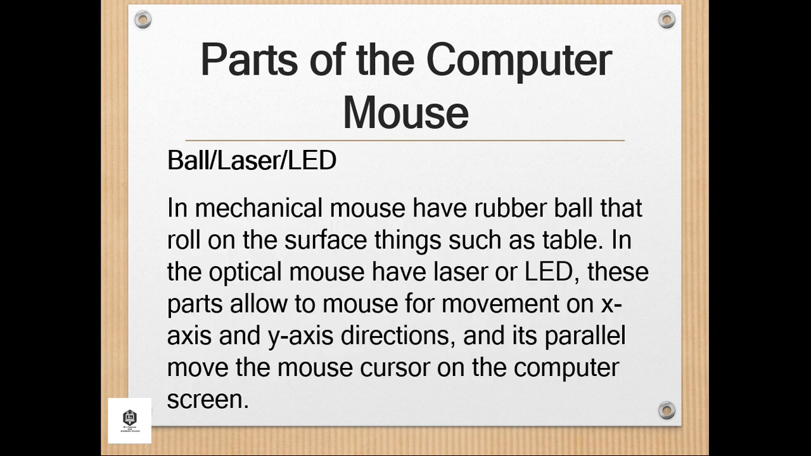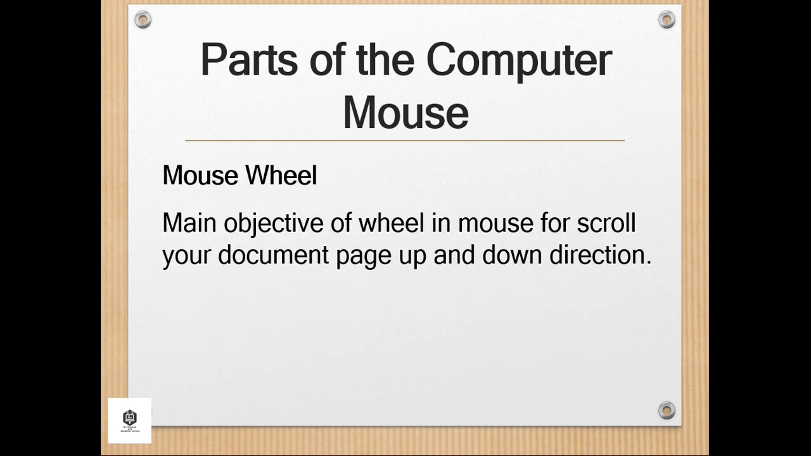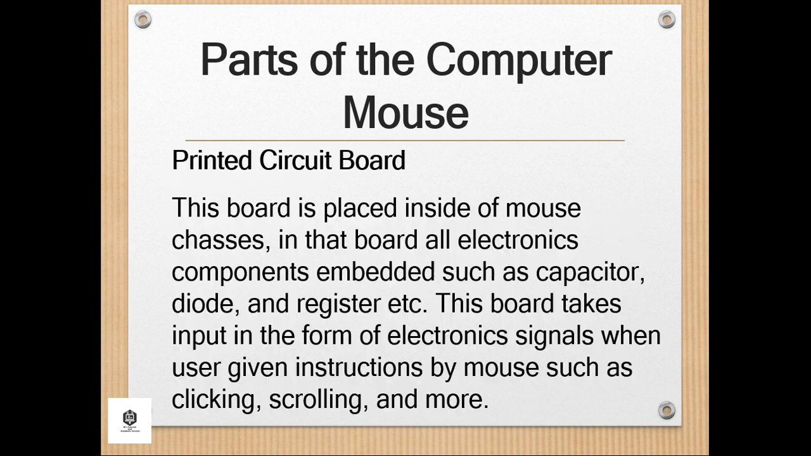Ball, laser, or LED. A mechanical mouse has a rubber ball that rolls on surfaces such as a table. An optical mouse has a laser or LED. These parts allow the mouse to move in x-axis and y-axis directions, and each in parallel moves the mouse cursor on the computer screen. Mouse wheel. The main objective of the wheel in a mouse is to scroll your document page up and down.